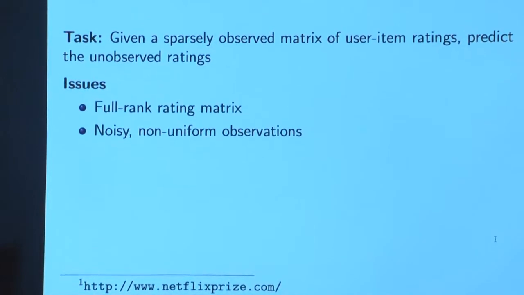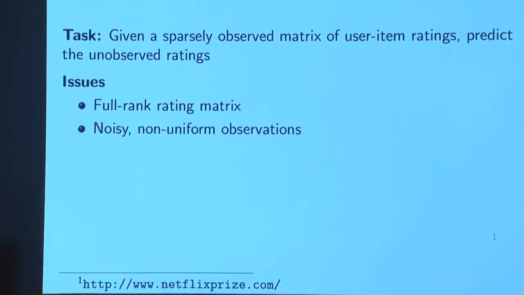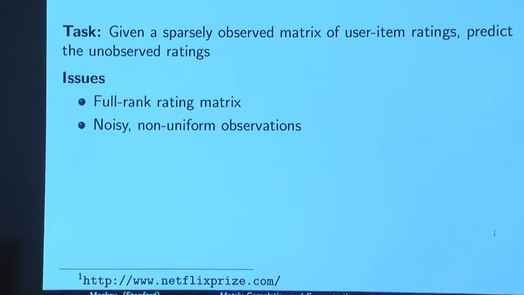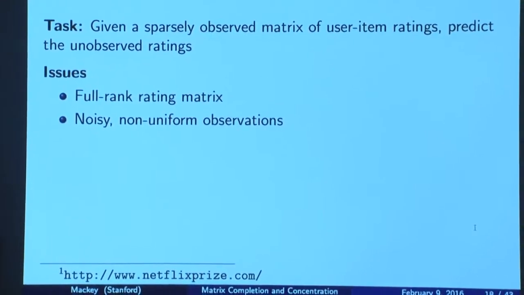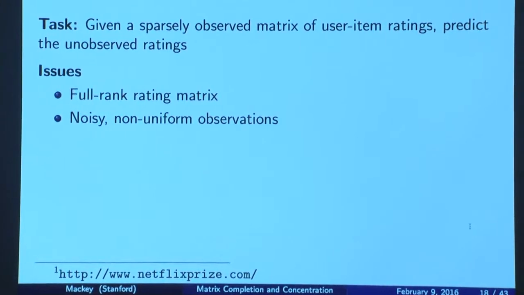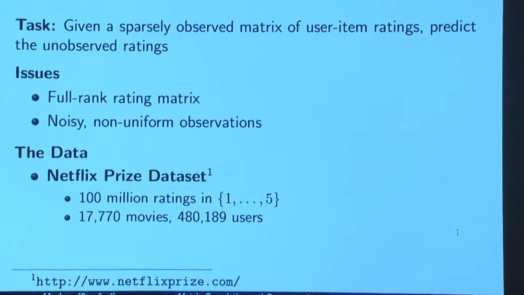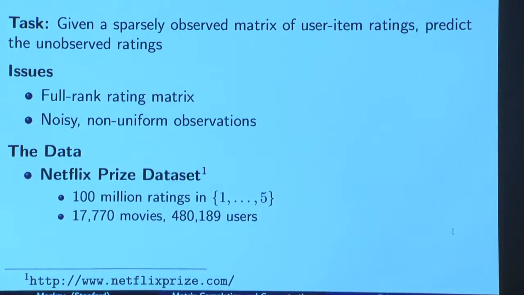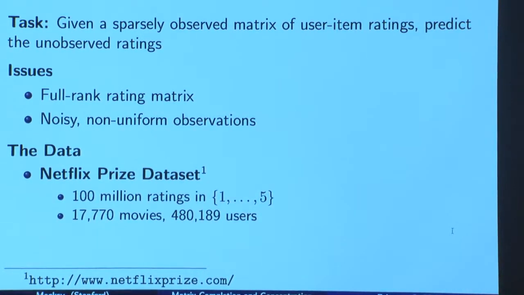So what's our goal? It's the one that I described to you at the beginning. We're given a sparsely observed matrix of user item ratings, and we want to predict the unobserved ratings. And there are some issues. The matrix we observe certainly is full rank. It's not low rank, but it's well approximated by a low rank matrix. We have noisy and very non-uniform observations, so some users are rating much more often than others. But we're still just going to apply our algorithm and see what happens. The data we're going to use is the Netflix prize data set. So this is 100 million ratings from 1 through 5.